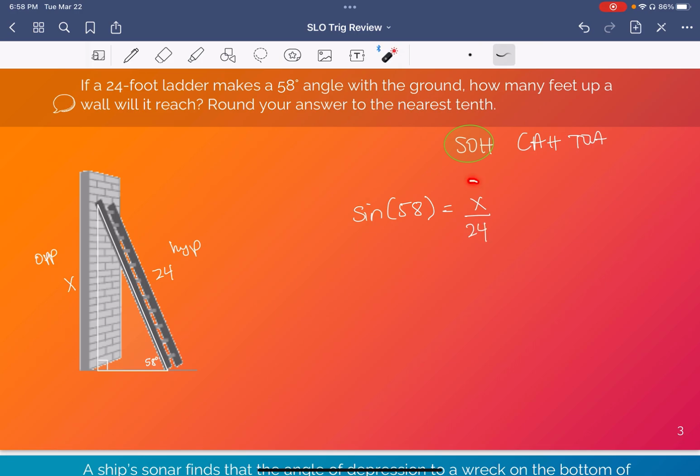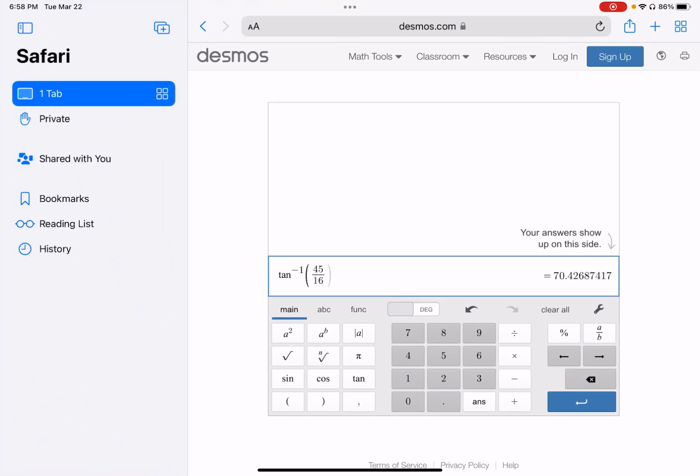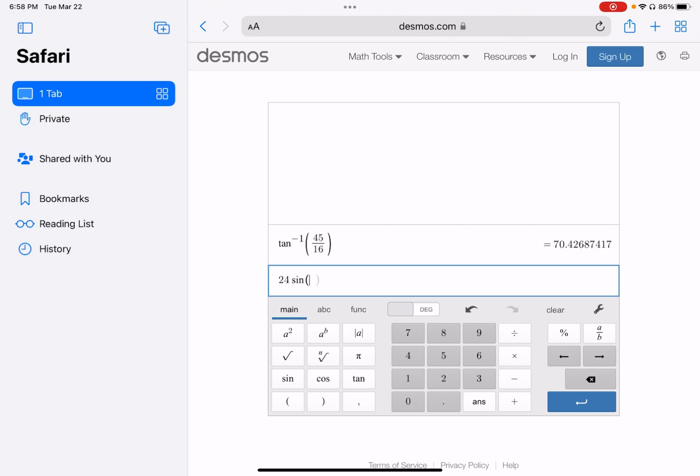Anytime you have a fraction like this, you're always going to multiply by the denominator. It doesn't matter if x is here or if x is at the top. You will always, always, always multiply by the denominator to get rid of the fraction. Now we have 24 sine of 58, which is 20.35.